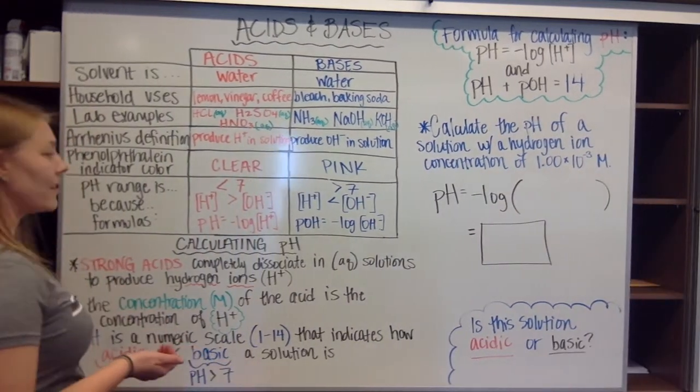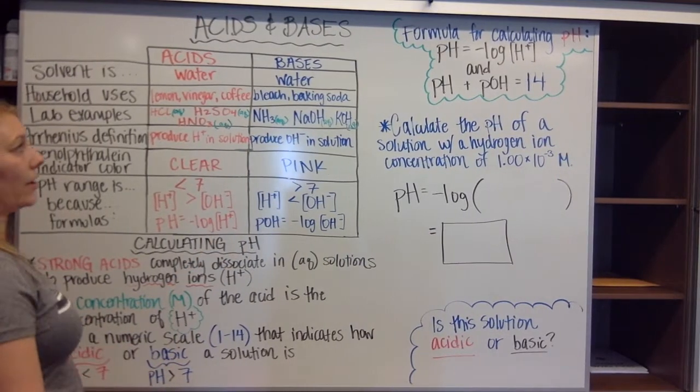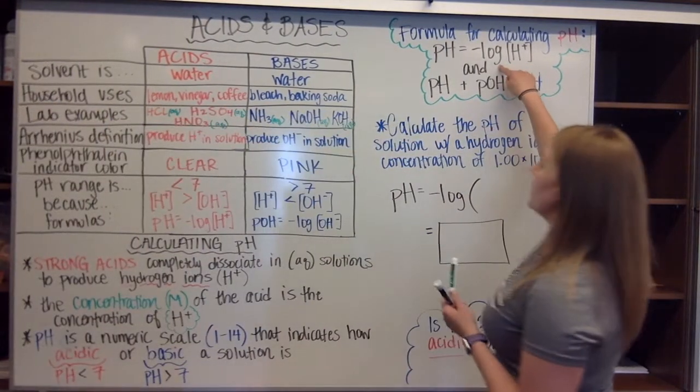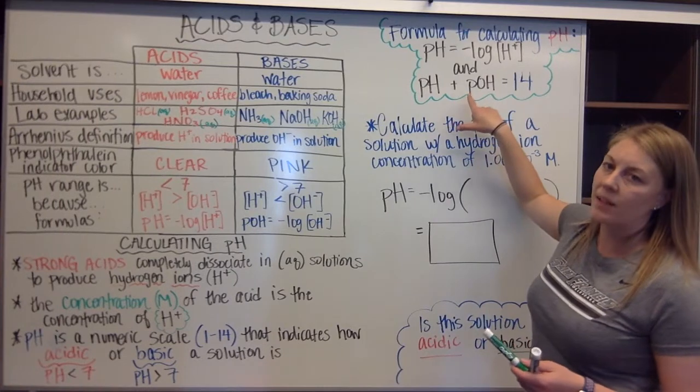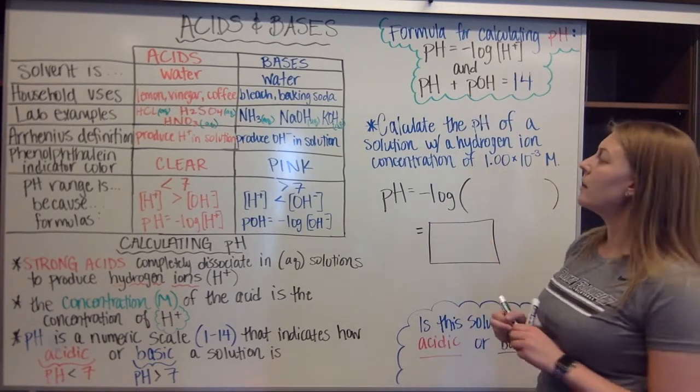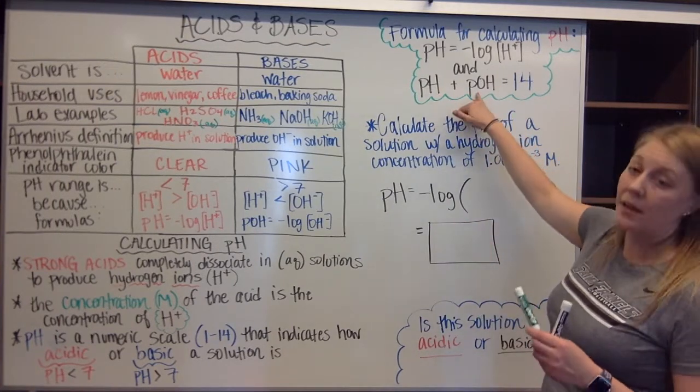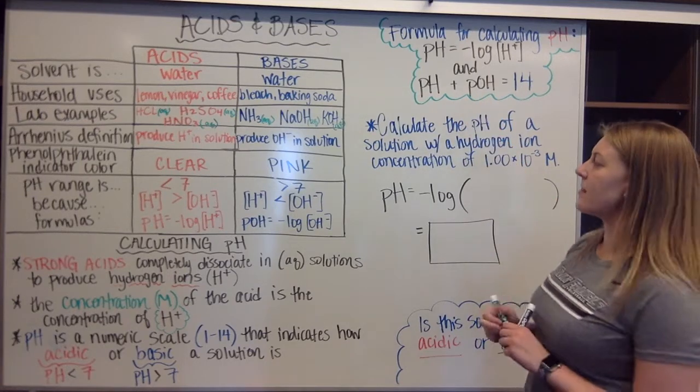So we can use this to calculate the pH over here. We have our formula for calculating the pH. We also know that pH plus pOH equals 14. Okay? So if we knew the pH, we could find the pOH of a substance.